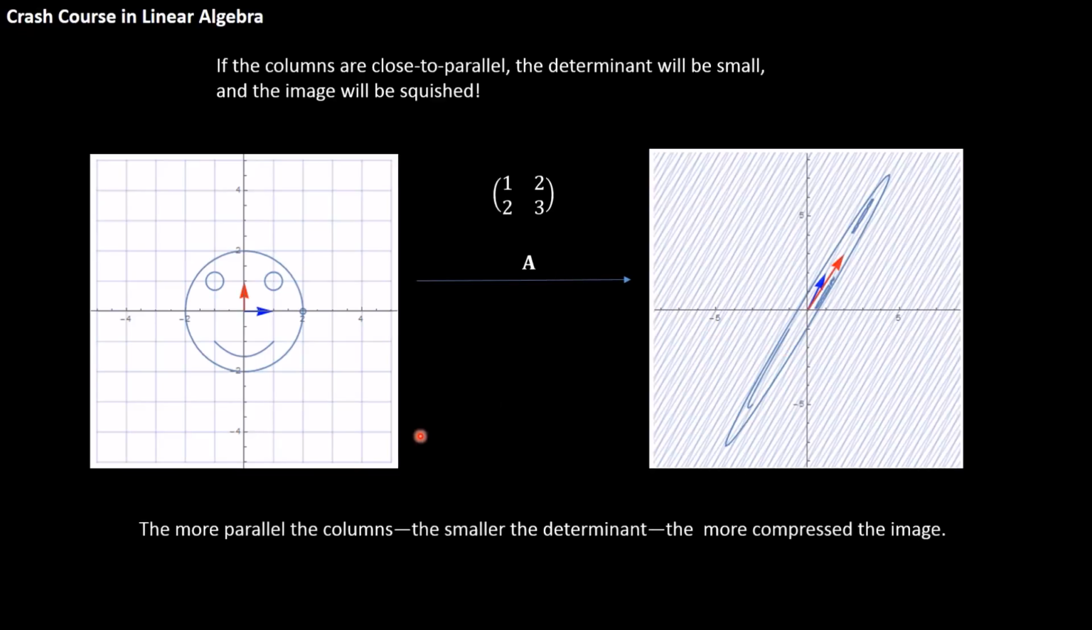So the more parallel these columns in the matrix, the smaller the determinant, it turns out. Because recall the determinant says the stretch factor of the matrix, but as you can see, if these vectors get very close together, these parallelograms will be so thin that their area will be very small, and therefore they will have a tiny determinant. The matrix will have a tiny determinant. So a small determinant says the image is getting compressed.